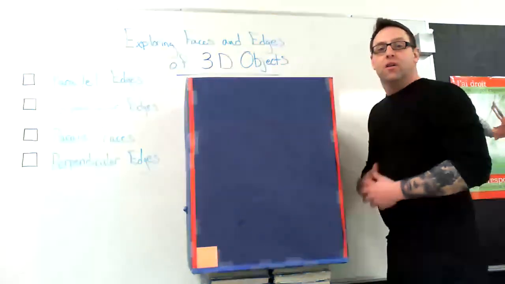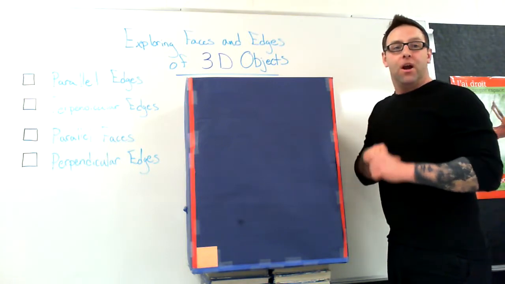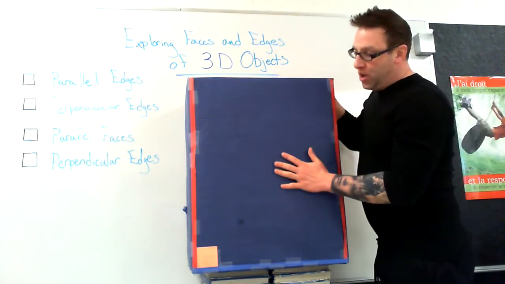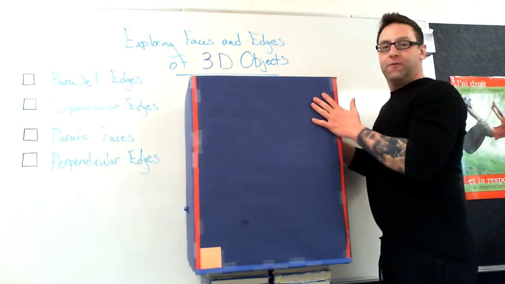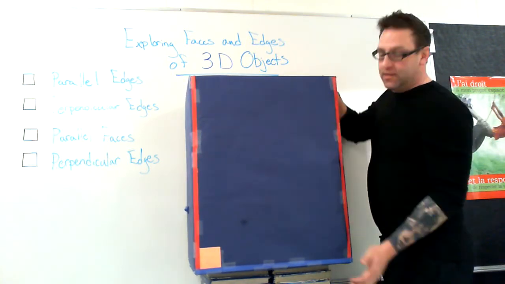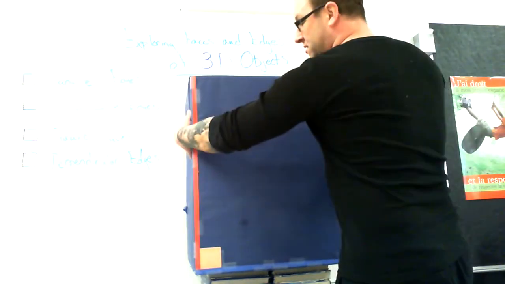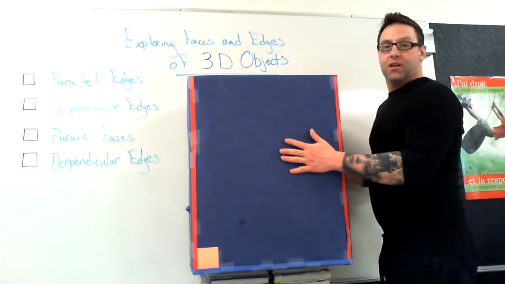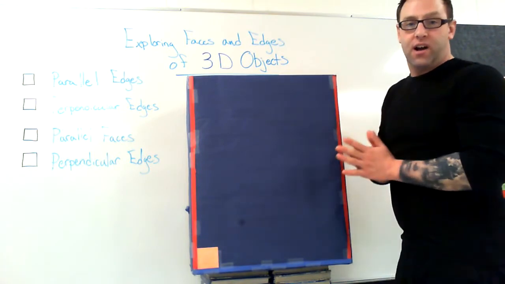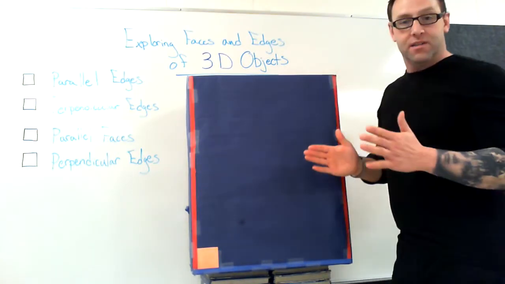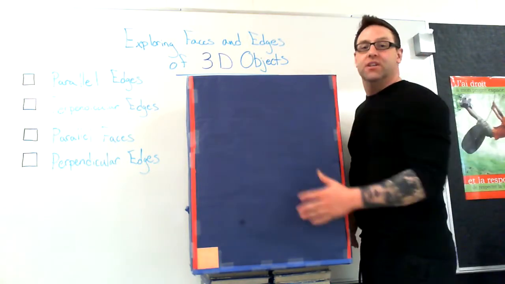Now, let's talk about parallel faces, okay? On this object, the faces that are opposite, such as the top and the bottom, the two sides, and the front and back, are all parallel sides. These sides, just like the edges, are going to be the same distance apart, and they're never going to touch, okay?